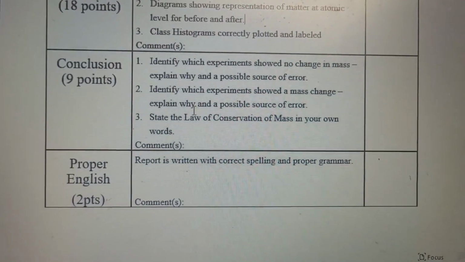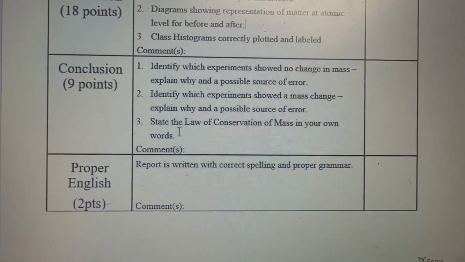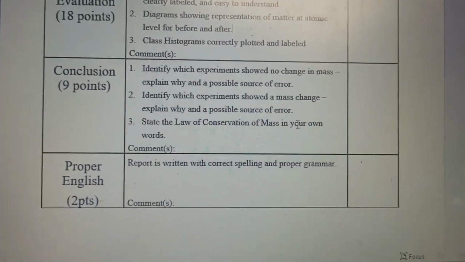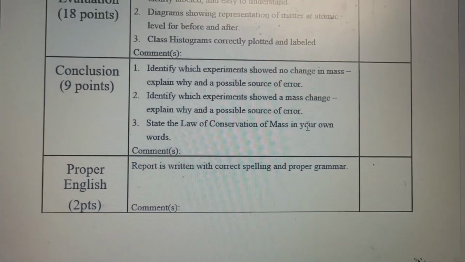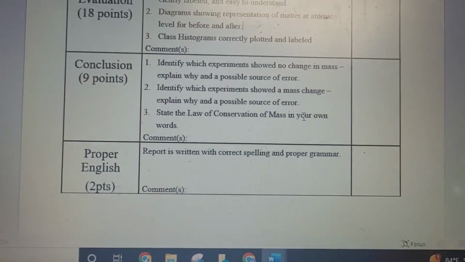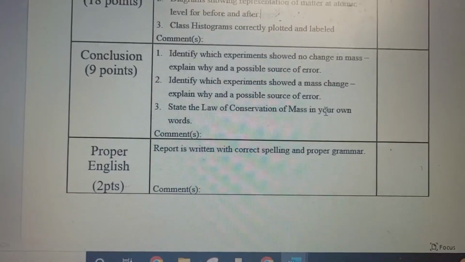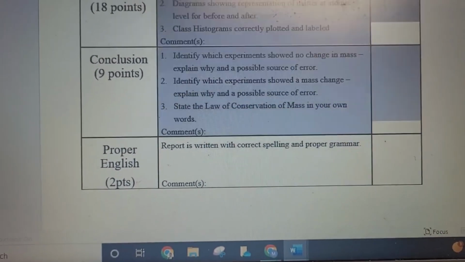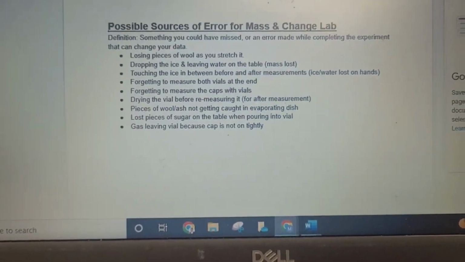And then section 3 right here, state the law of conservation of mass in your own words. Google it, put it in words that make sense to you, make sure it's still right. And then you just type that. The law of conservation of matter says, and then you tell me what it says right there. And that should be the last sentence in your conclusion. And then you're done, and then you're ready to actually submit this assignment.